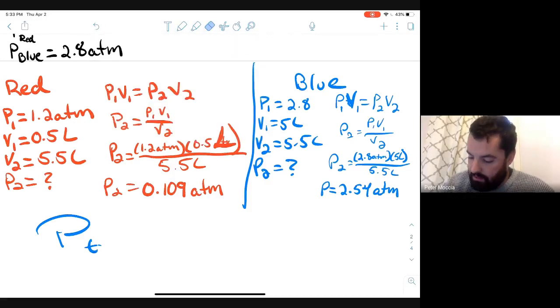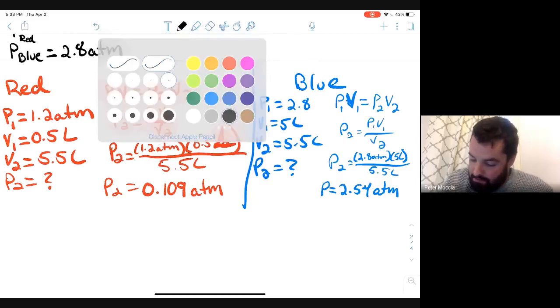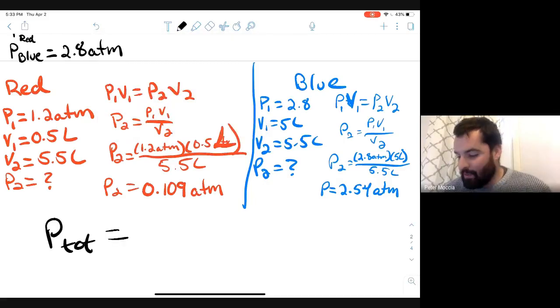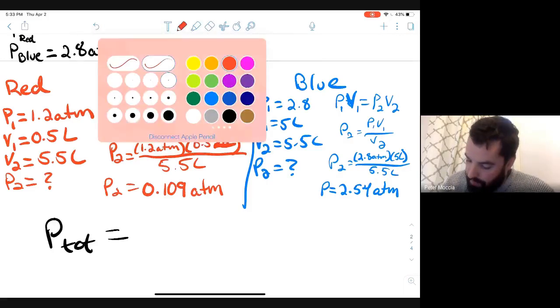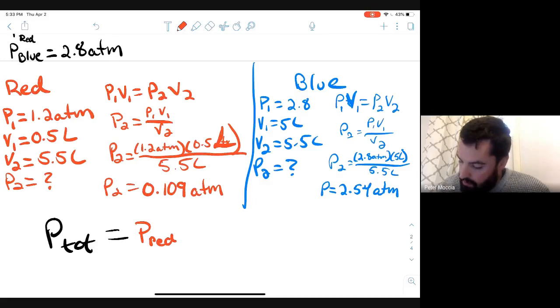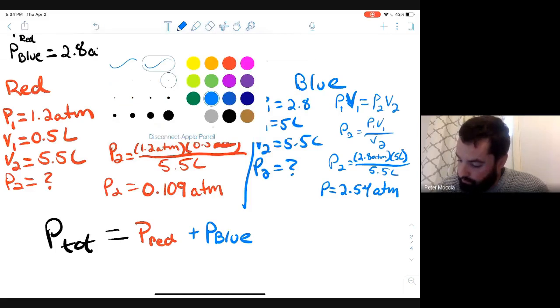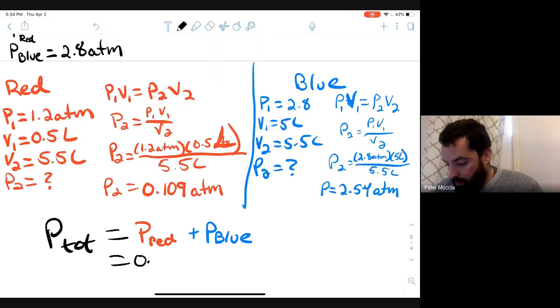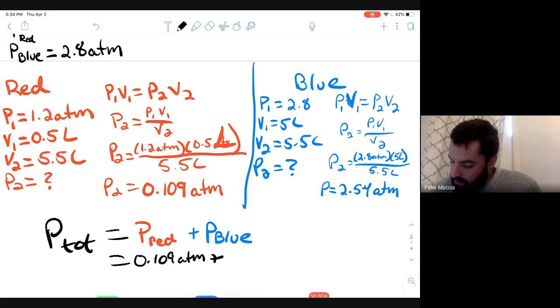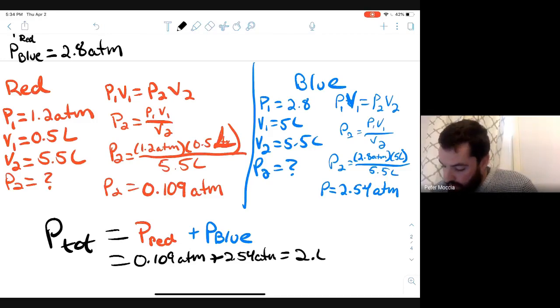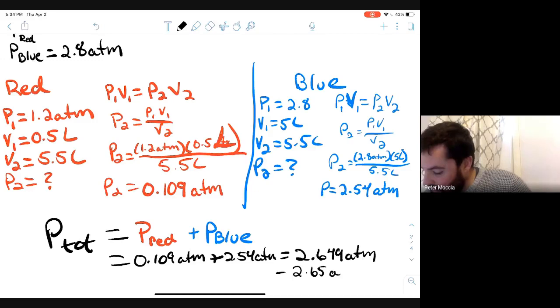Okay? Now to find the total pressure, P total. Let's use black just because that's why. P total is equal to P red plus P blue, right? And so now it's just going to equal 0.109 atm plus 2.54 atm. And that's going to equal 2.649 atm. If you want to do significant digits, we would say 2.65 atm.